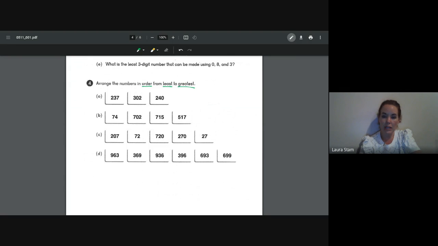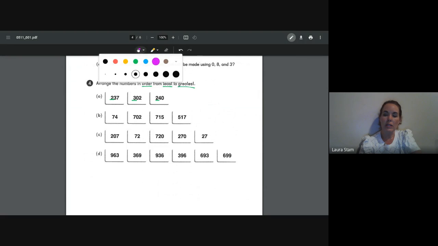Okay, so we don't have these with 10 frames or anything, but that's all right. We're just going to do this by hand, okay? So let's start with our hundreds place because that's our largest place value that we have. So I'm going to underline this 2, this 3 in the second number, and this 2 in the third number. Okay. So remember, we're looking for the smallest number first. So this 3 is too big. We're not going to look at him yet. We'll just look at this 237 and this 240.